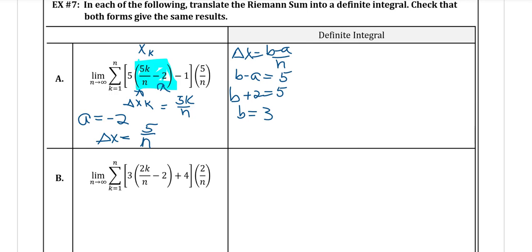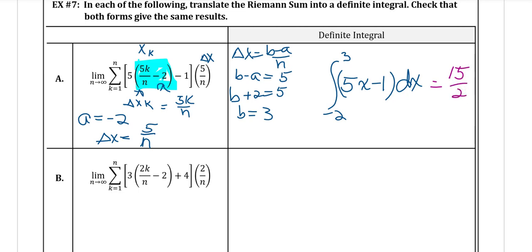So now we're able to write our definite integral, because right here is also our delta x. So our limits are going to be from -2 to 3, and our function is 5. And now instead of writing that expression for x sub k, we're just going to write x, and then we have the -1, and that's going to be dx. And again, you should evaluate both forms to see what you get, and you should get 15 over 2 or 7.5.